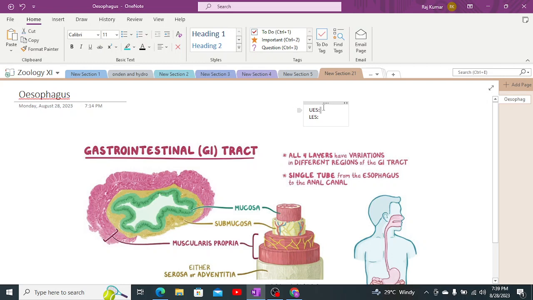The upper esophageal sphincter is a part. Whenever it contracts, it is basically controlled by reflexes. So whenever it contracts, it becomes constricted, due to which it prevents air from entering inside the esophagus. Whenever air is moved inside the mouth, the upper esophageal sphincter constricts, due to which the air is not allowed to go inside the esophagus.